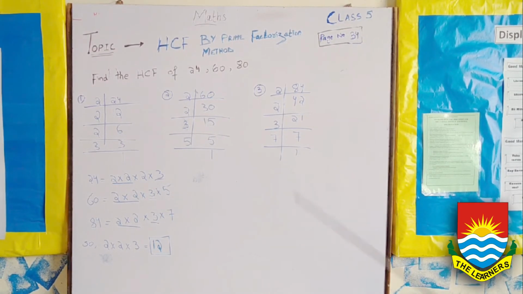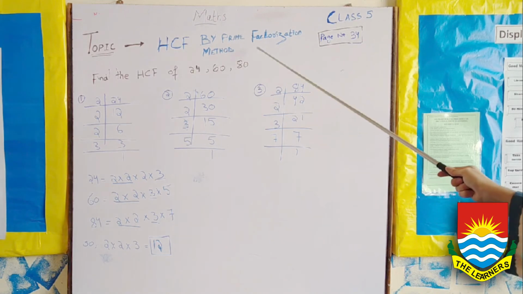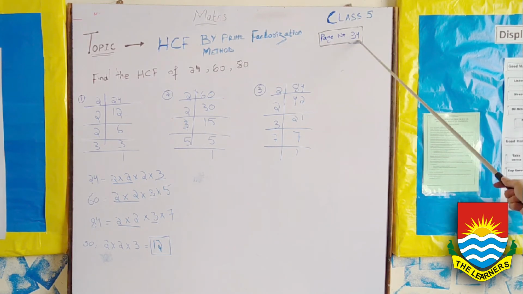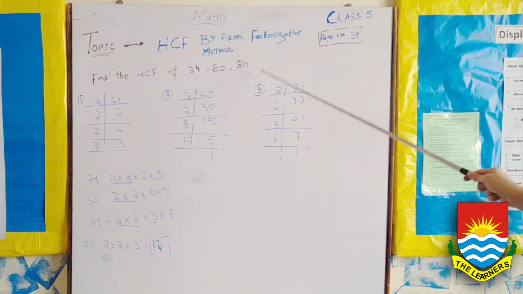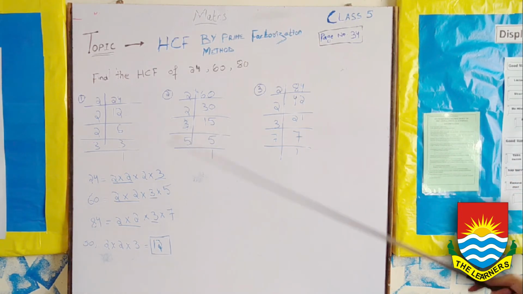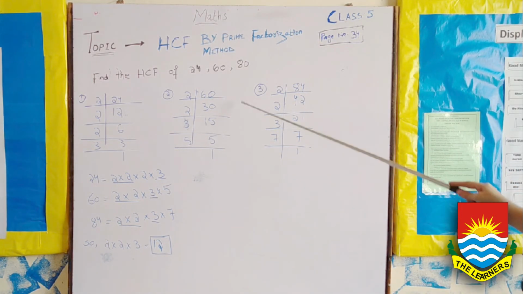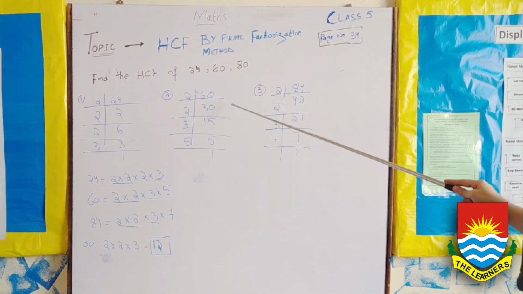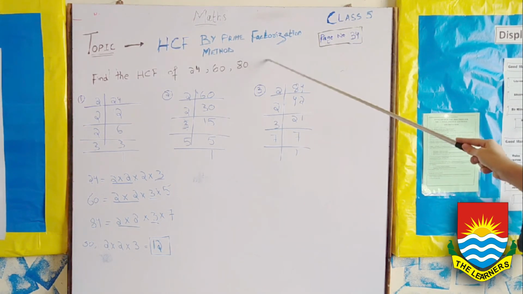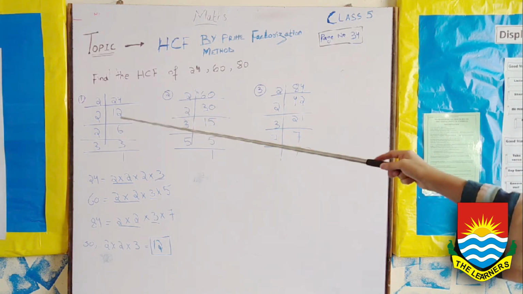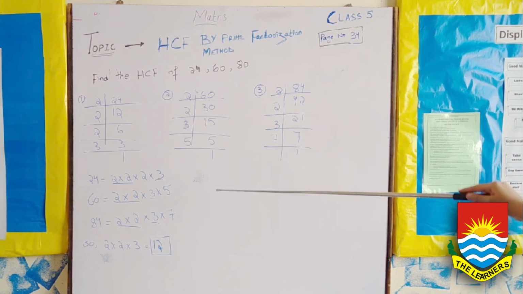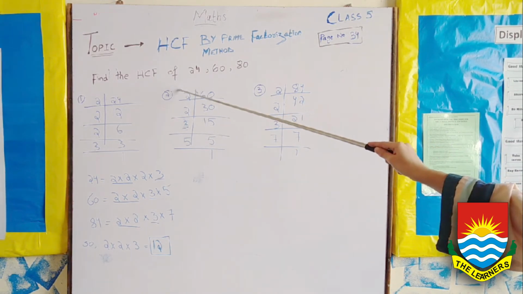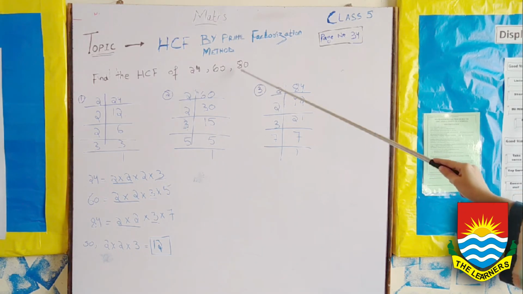So the next topic is HCF by prime factorization. Page number is 34. We have to find the HCF by prime factorization, as I told you earlier, that we can easily find the HCF by the method of prime factorization. Let's take an example. Find the HCF of 24, 60 and 80.